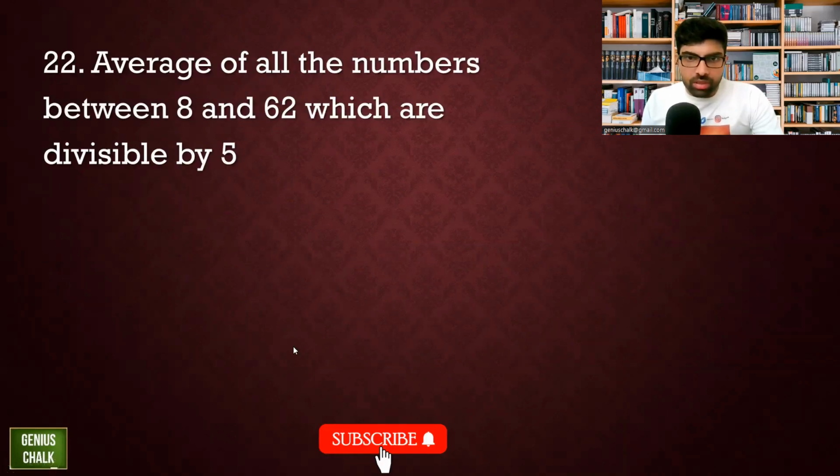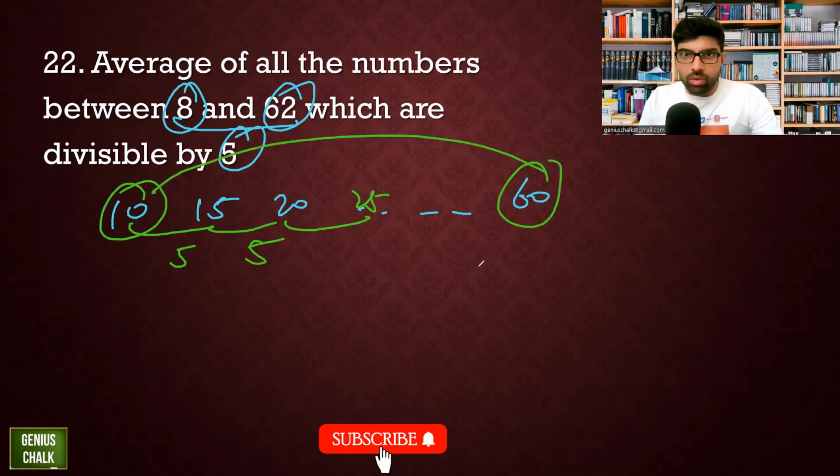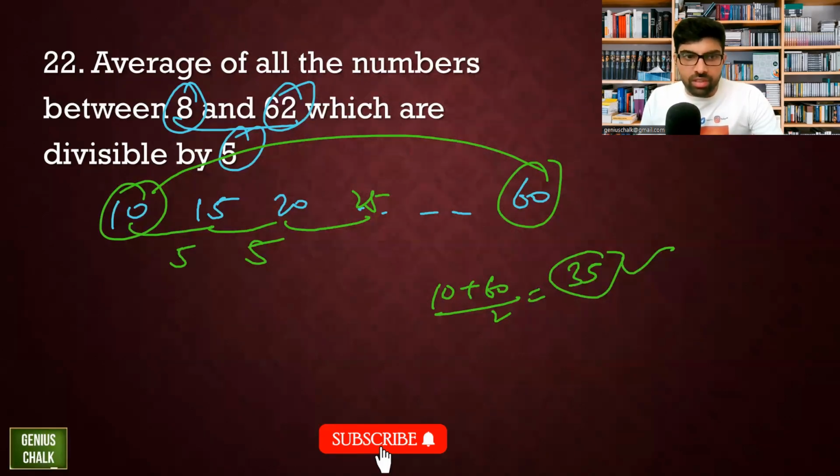Average of all the numbers between 8 and 62 divisible by 5. So between 8 and 62, the first is 10, then 15, then 20, then 25 and so on, and the last is 60. So how to find the average? You see the difference is the same. So the average is first plus last by 2. 70 by 2, that is 35. So 35 is my answer.